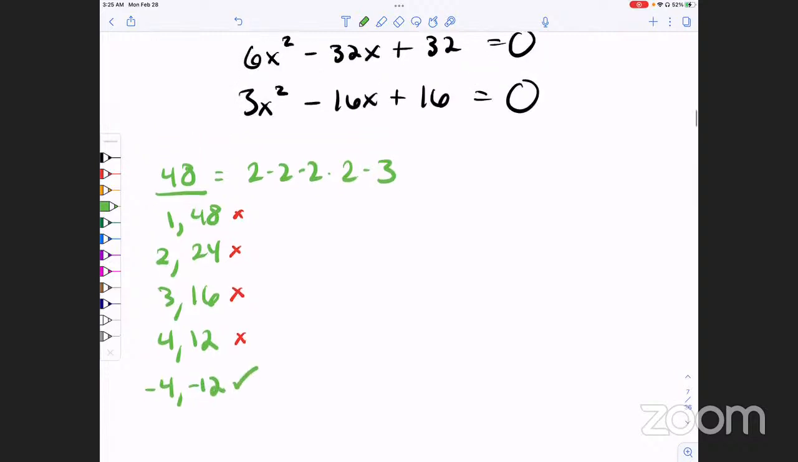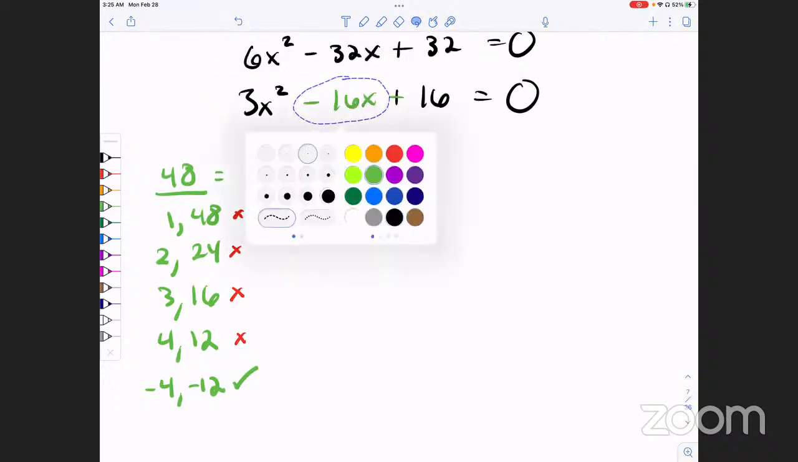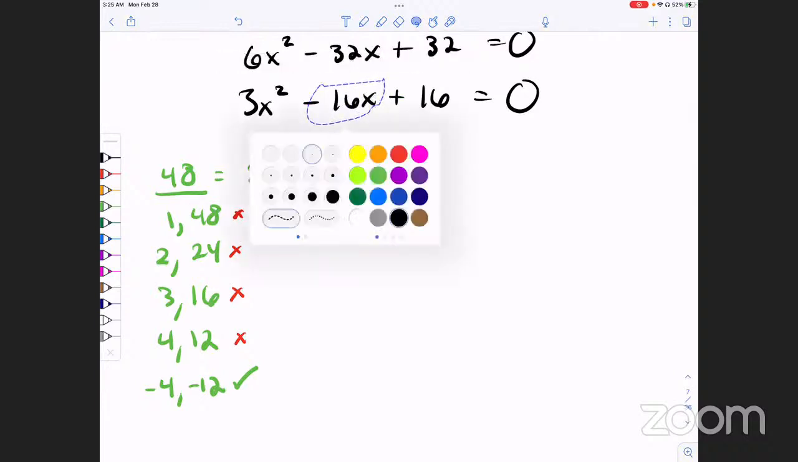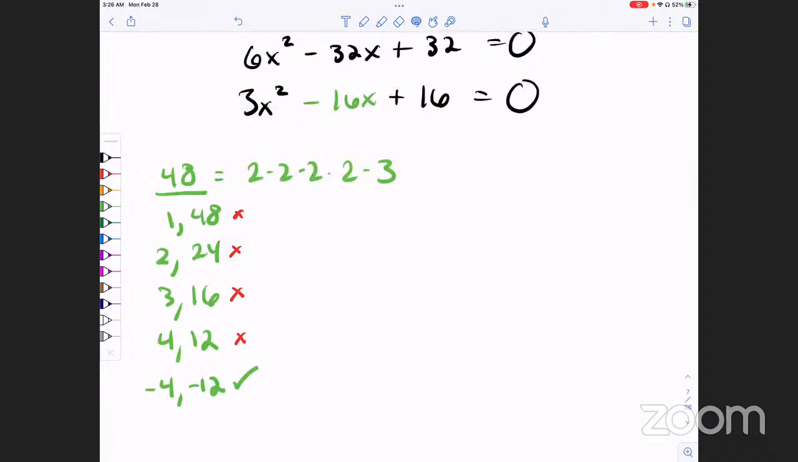To factor this, we're going to rewrite this middle term using those two numbers that we just found. I like this box method that my students gave me, and I'll share it with you. So we rewrite the negative 16x using those two numbers, and we get 3x squared minus 4x minus 12x plus 16 equals 0.